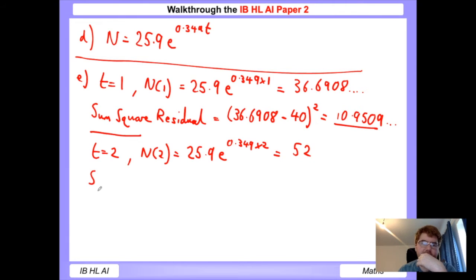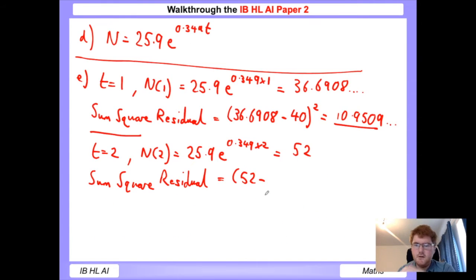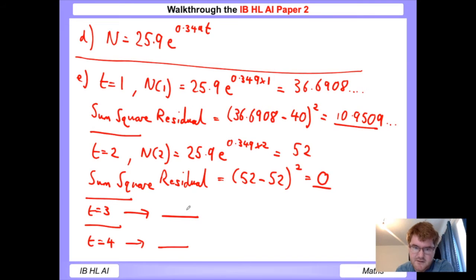And so to find out the sum square residual, what we do is we take the 52, we minus it from the initial value of the table, which is 52, it should be, and then we square it, and that will just give us 0 in this case. Okay, so we're going to do the same for t equals 3 and t equals 4. Hopefully that's a clear method at this point. I don't want to take up your time by going through the same thing. If you work these out, you'll get specific values for this, so I'll let you work those out.